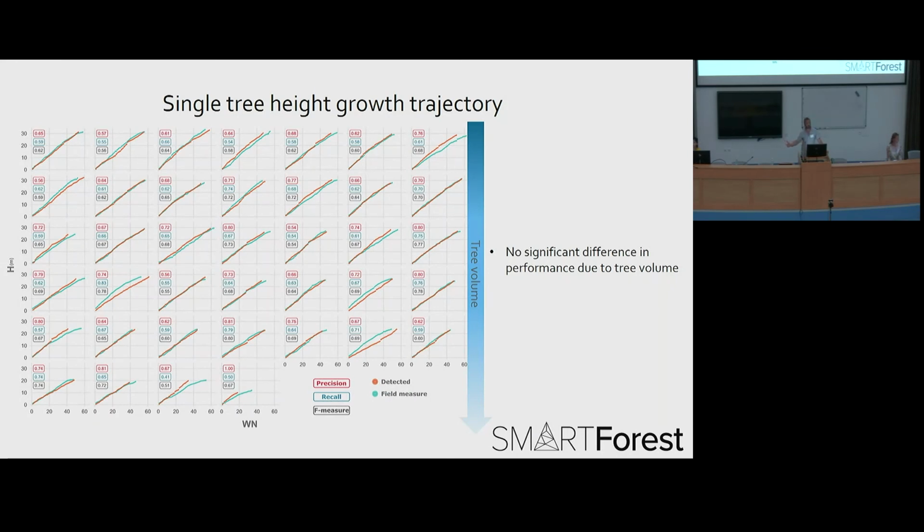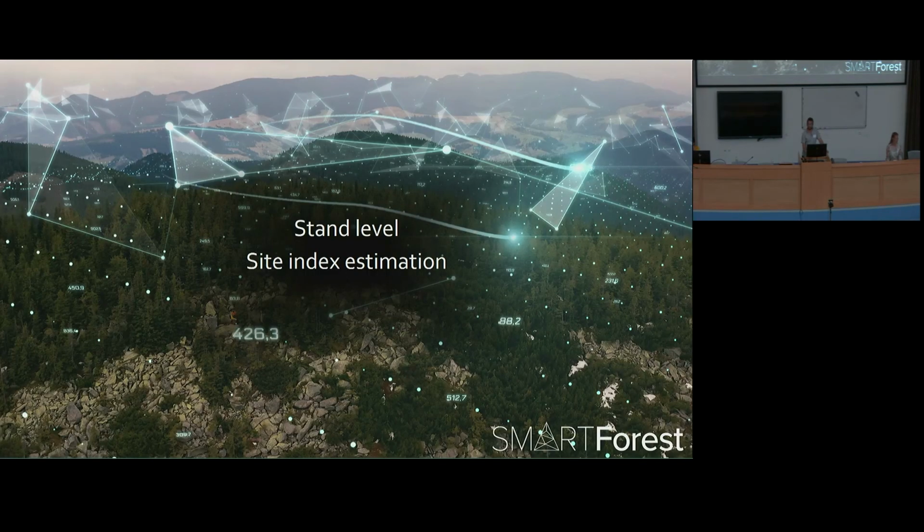So when we predict on all of the trees, in light blue you see what we measured in the field, and in orange you see what we detected from this YOLO. And you can see that it's actually pretty nice. What we're interested in is really the slope of those, not whether they fit perfectly. So you see that for most of the trees it went pretty well, and there were no significant differences in performance based on the size of the trees. So that's also quite encouraging in terms of getting unbiased results.